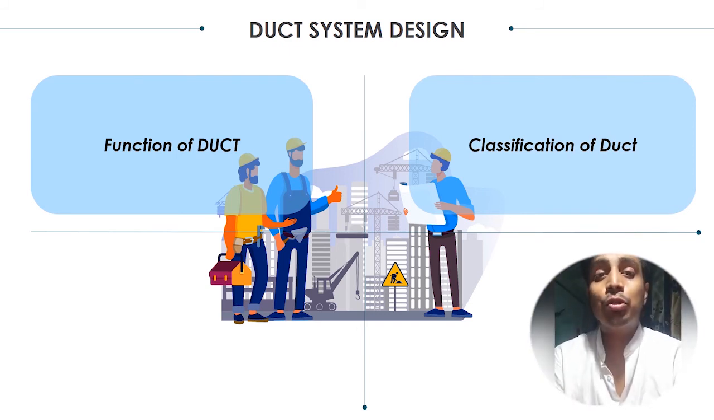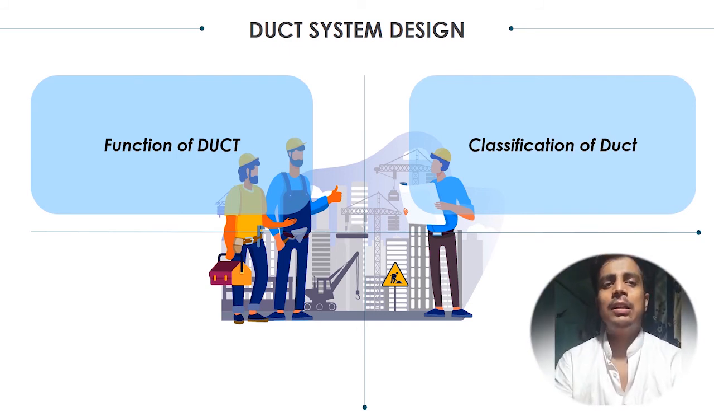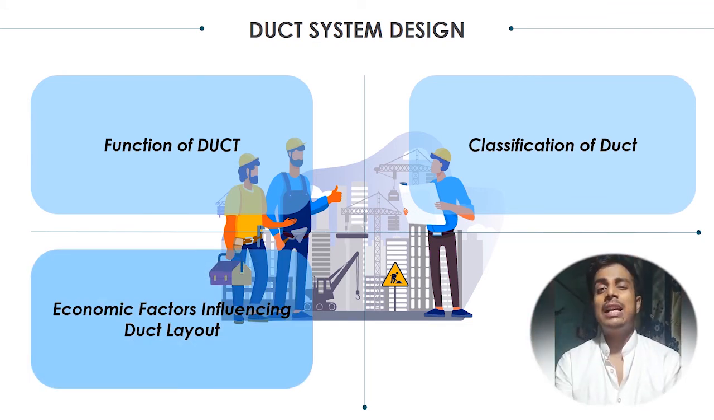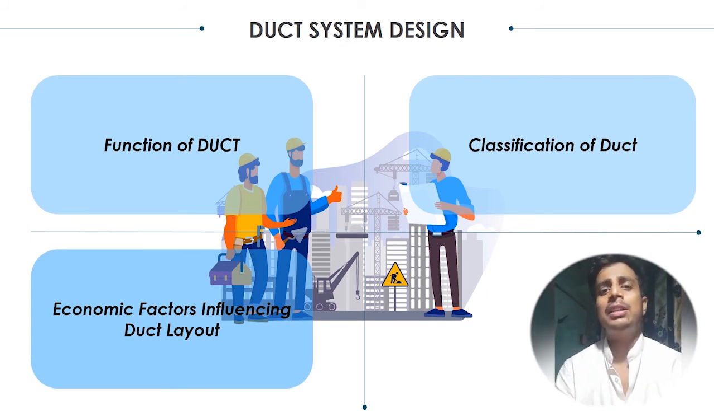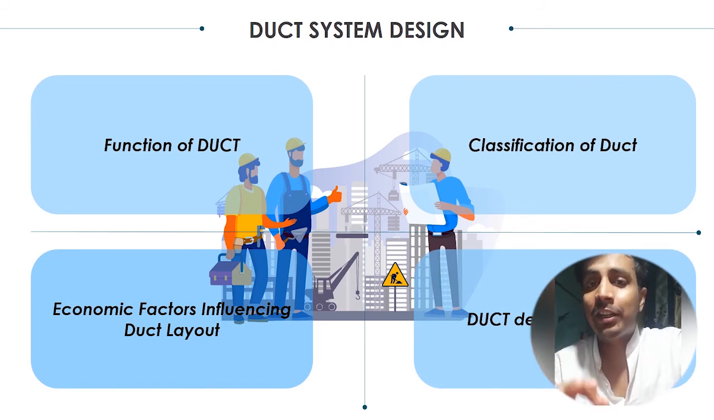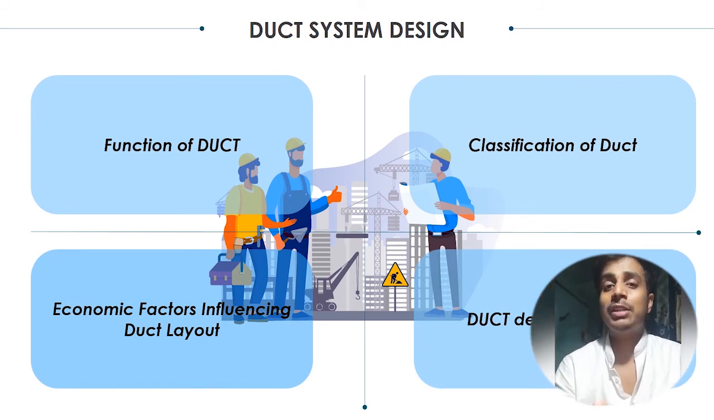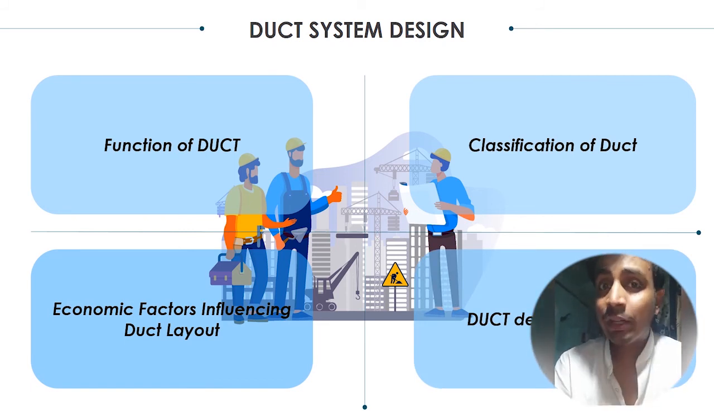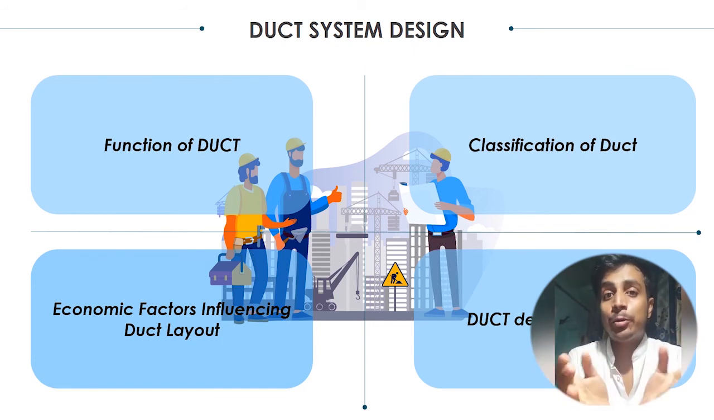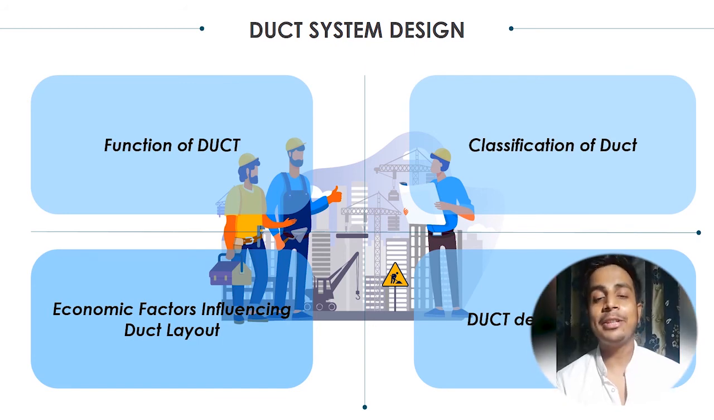Now comes to the most important thing, economic factors that influence the duct layout. There are majorly two things that affect the whole duct system. The first is heat gain or loss, and the second is duct friction. Both are most important things. We have to care about these things because they decide what is the price and how economic our ducts are. Now coming to the next slide.